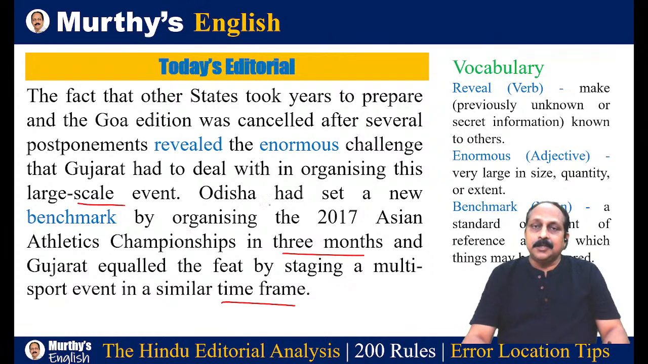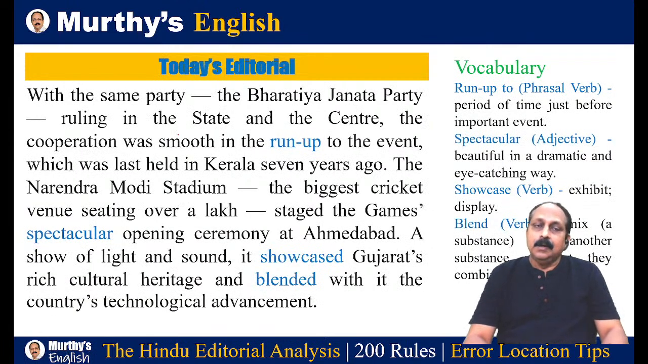And Odisha set that standard by organizing the 2017 Asian Athletics Championships in 3 months' time. And Gujarat equaled the feat, the same thing, by staging a multi sport event in a similar time frame. Here also, 3 months' time, Gujarat could do that. With the same party, what could be the factors behind?